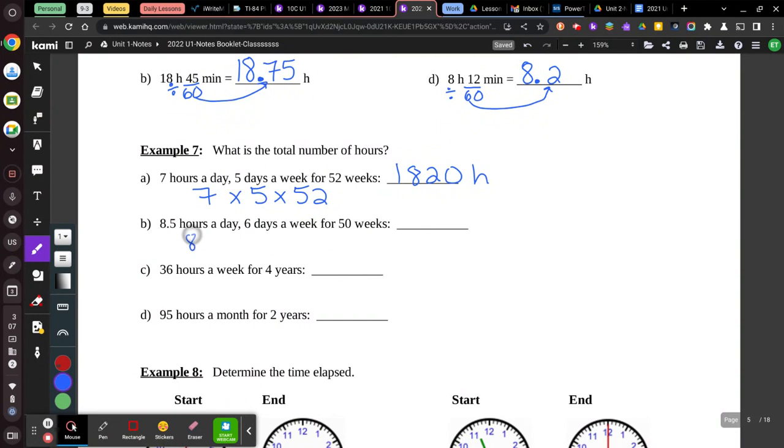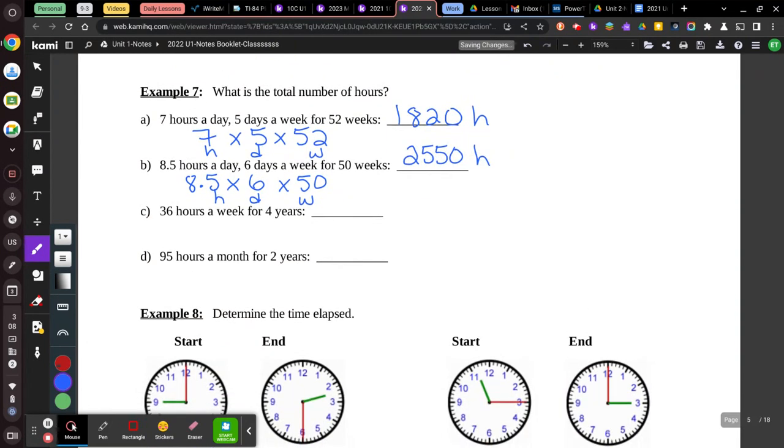The next one, we're going to take 8.5 hours per day times 6 days a week, times 50 weeks. So we have our hours, our days, our weeks. Before we had the same thing, hours, days, weeks. And we multiply them and we're going to get 2,550 hours.